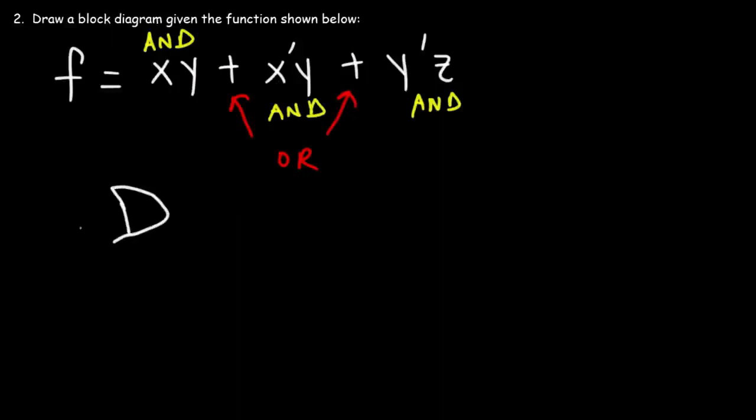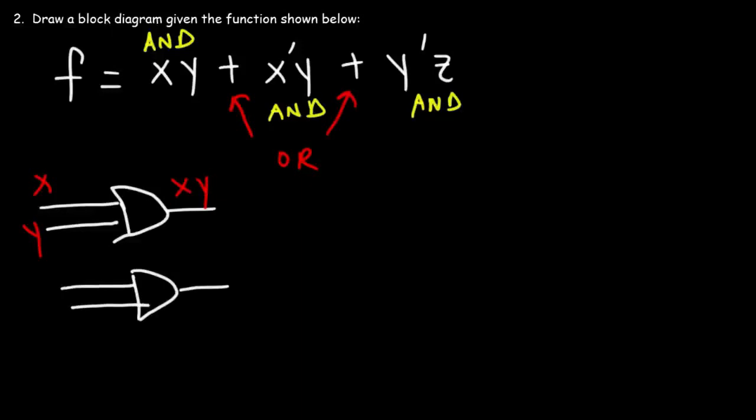So this is going to be the first AND gate, and we're going to put X and Y together, and so that will give us the output XY. And then we're going to use another AND gate, and we're going to have the inputs X prime and Y, and then another one. So this is going to be Y prime and then Z.